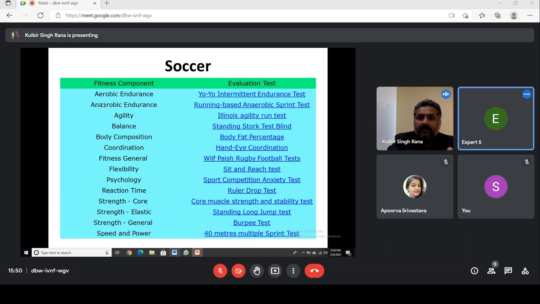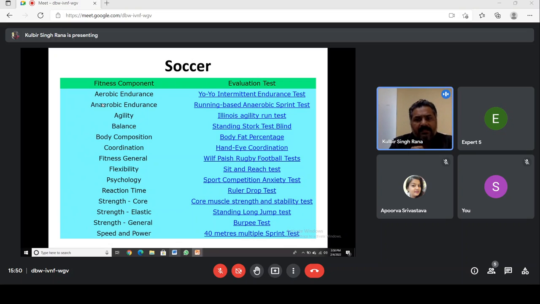Soccer, or football, generally they'll depend more on the yo-yo test. Yo-yo was first used in soccer only. Now hockey is also adopting the yo-yo test instead of the multi-stage test, right? And I think it was introduced recently in cricket also. So a lot of people are using the yo-yo test as an endurance test. Have you heard of yo-yo? No, sir, yo-yo, I haven't.